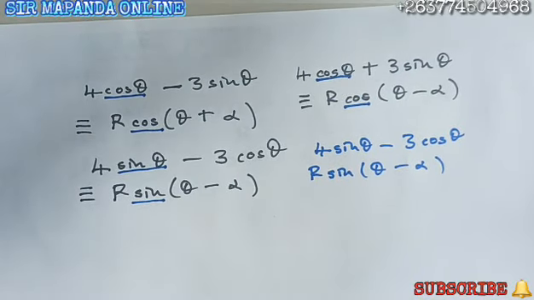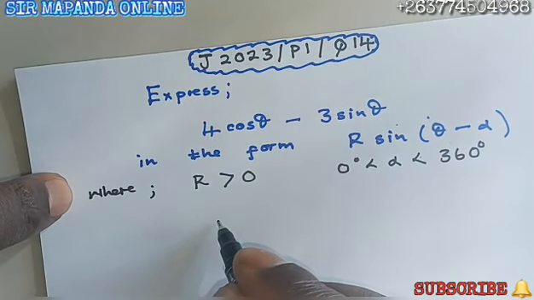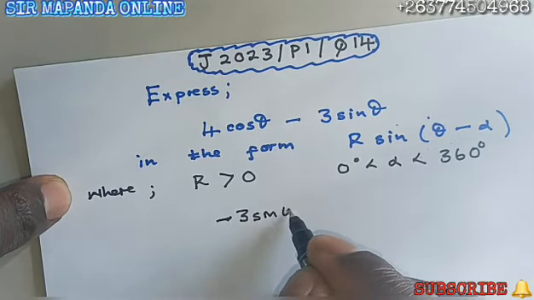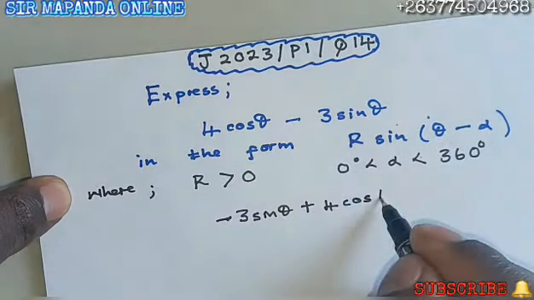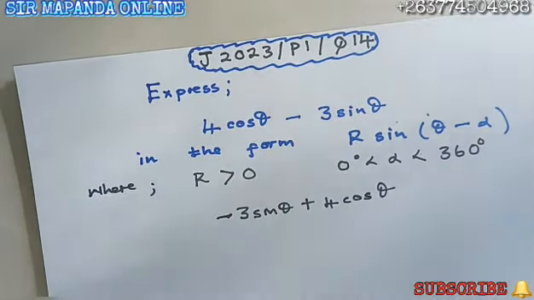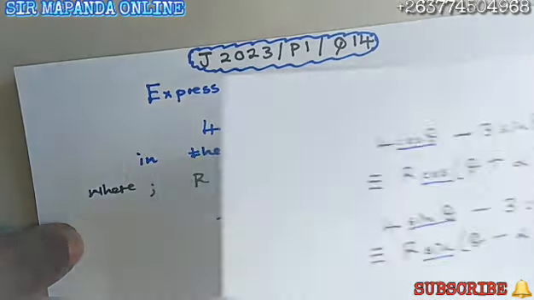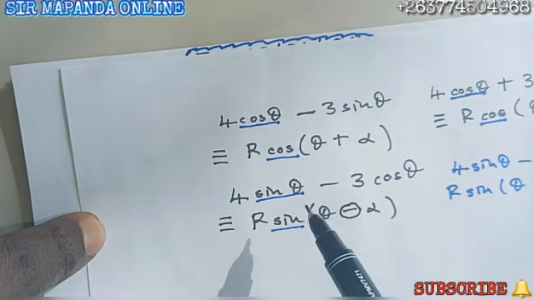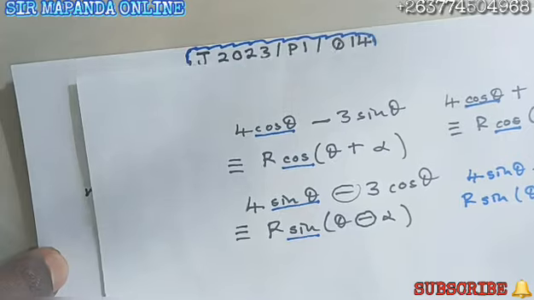So I'm going to use this method. Let me rearrange my terms first. I'm going to write minus 3 sin theta plus 4 cos theta. I have rearranged so that I start with the sine followed by cos. But you can notice that if you have a negative here, it means between the trig ratios you must have a negative.